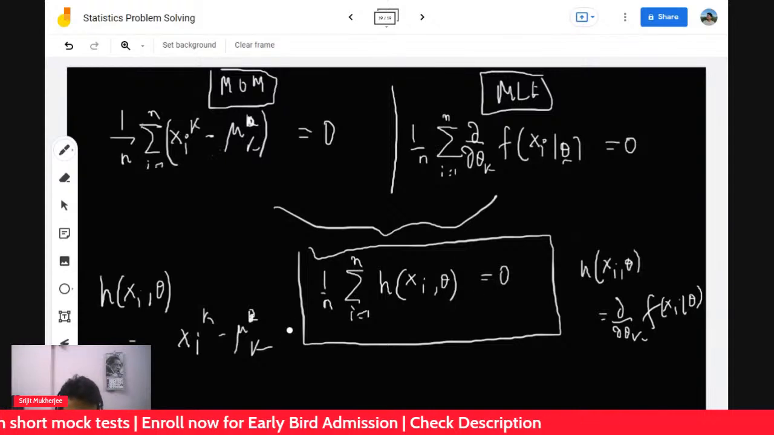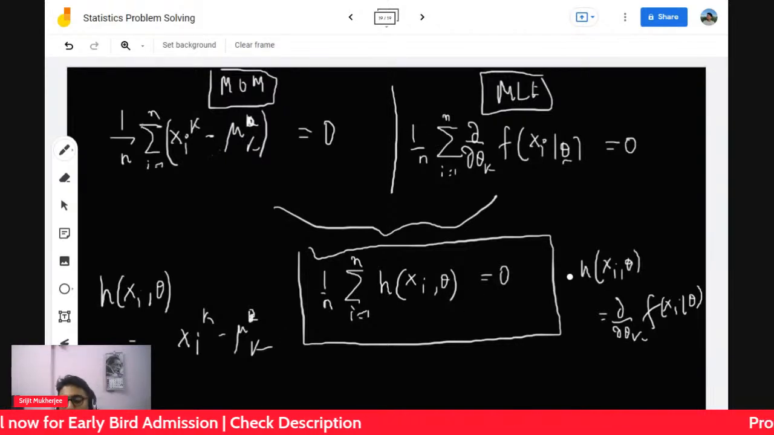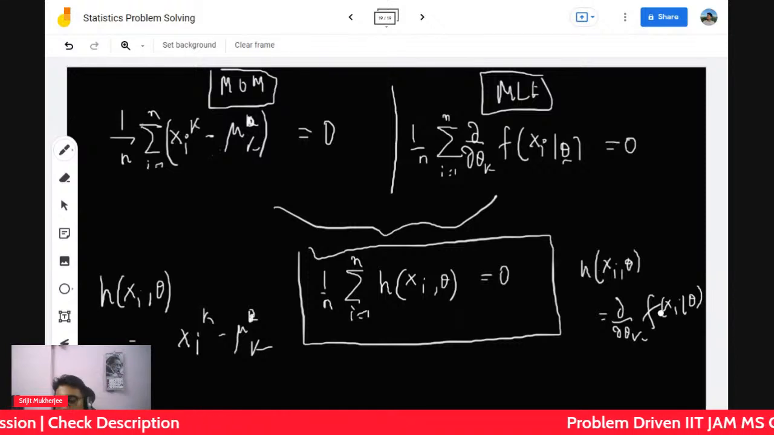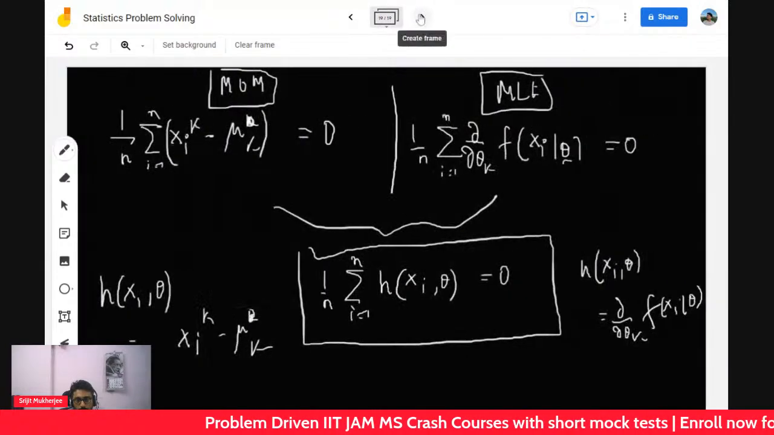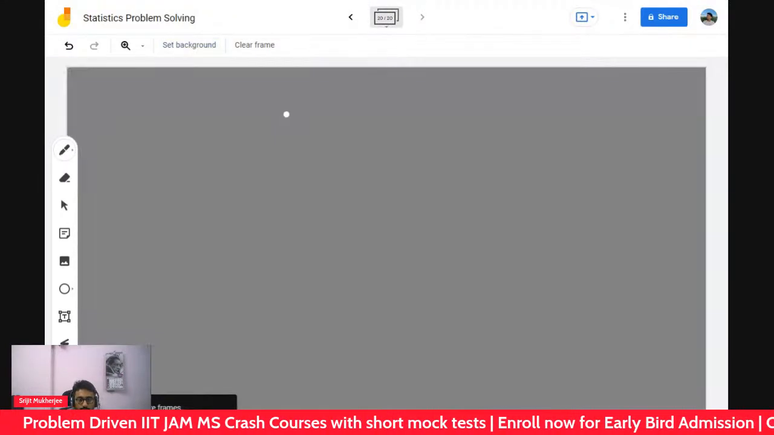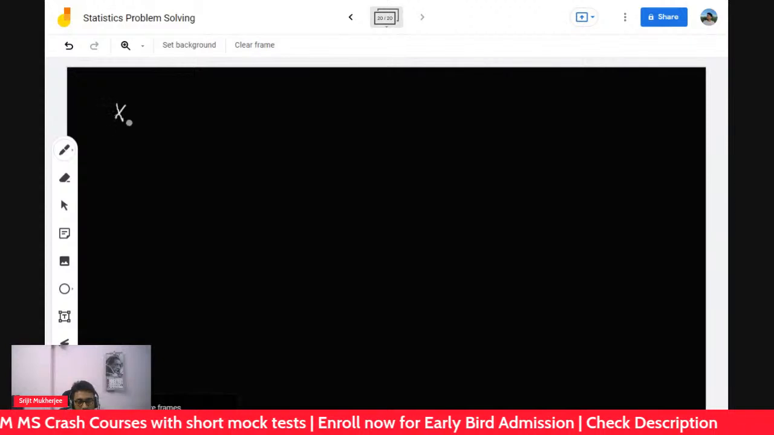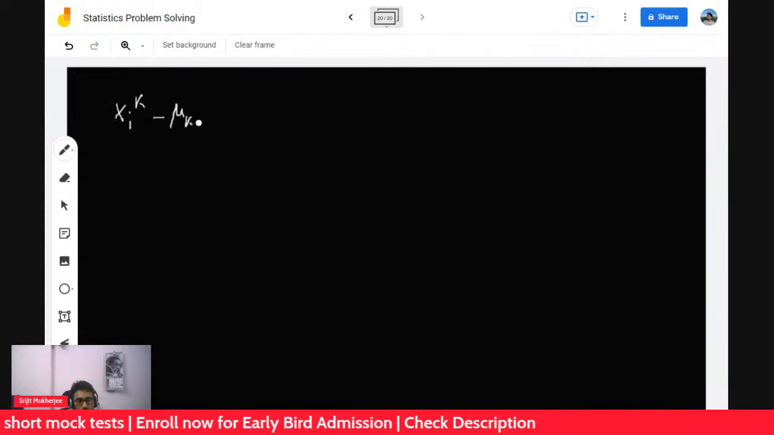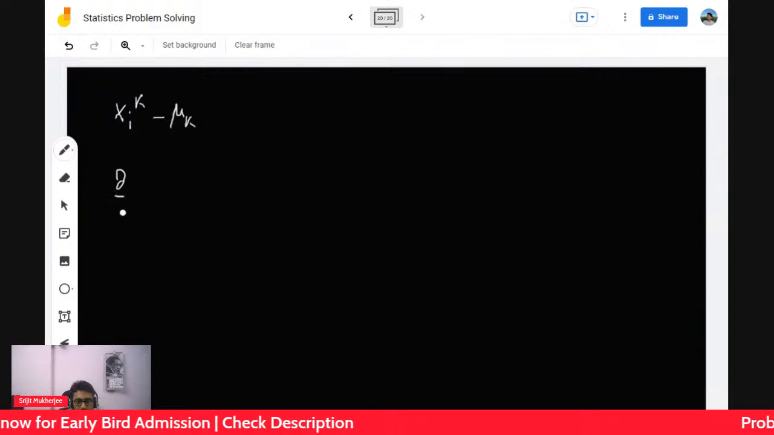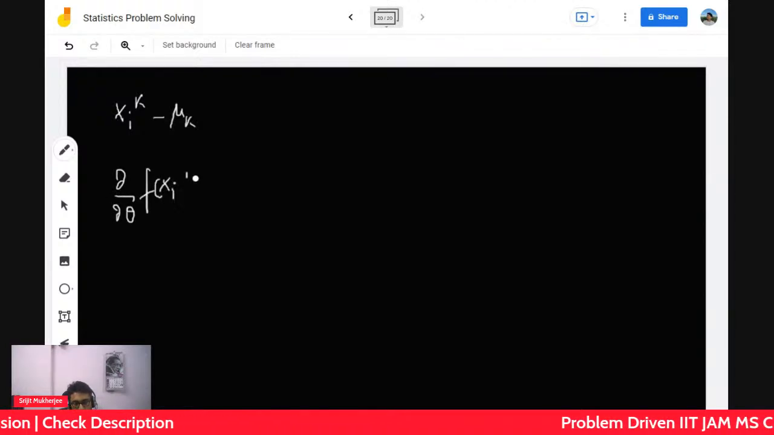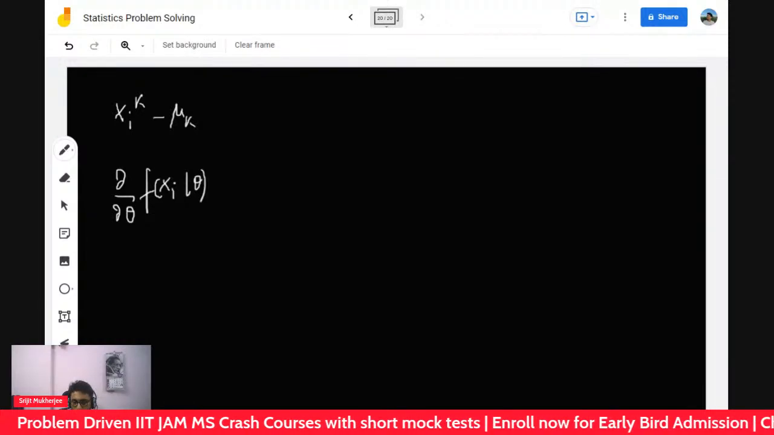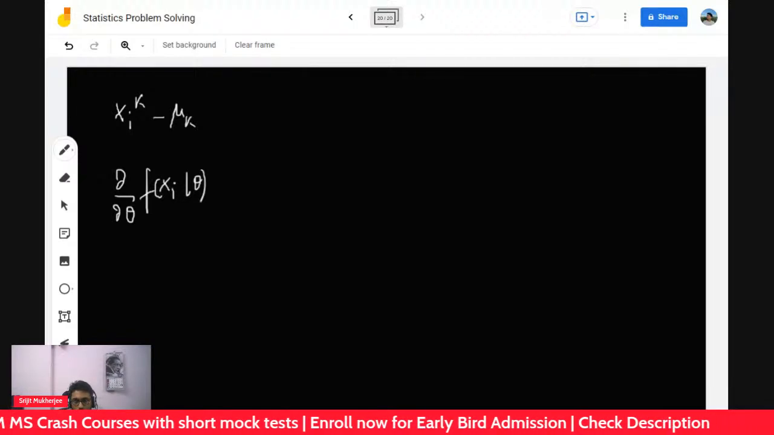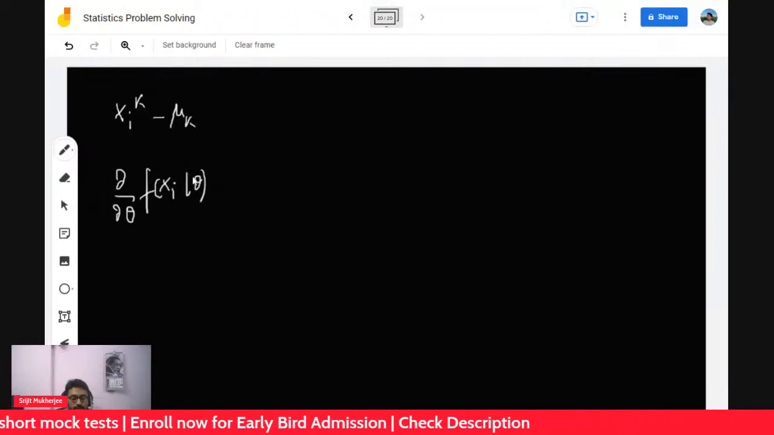Now the question is, what is so special about this h? If you observe, the something special about this h is the following. Here, in one case, h is nothing but xi to the power k minus mu k. In the next case, it is of the form del del theta of log f of xi given theta. So there's a log over here.